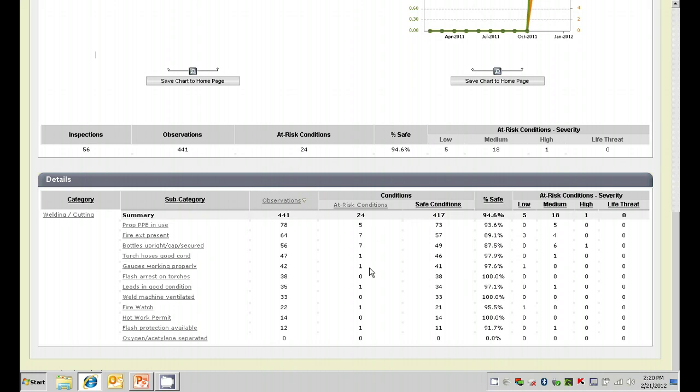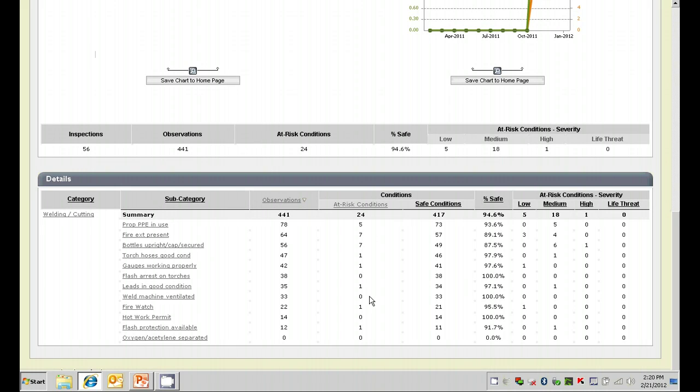But let's look at it just from the unsafe or at-risk conditions. I found 24, but you can see there are some that have 0. If I was only collecting unsafe observations, would I know that people were looking at flash arrestors on torches? Would I know that people looked at welding machines being ventilated? Would I know that they were looking at hot work permits? Right? I would never know these things without gathering the safe observations.